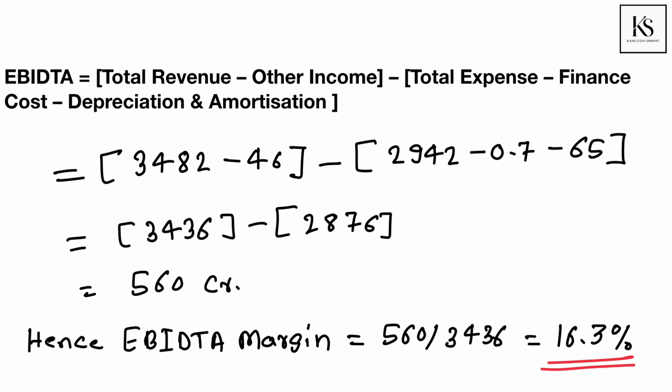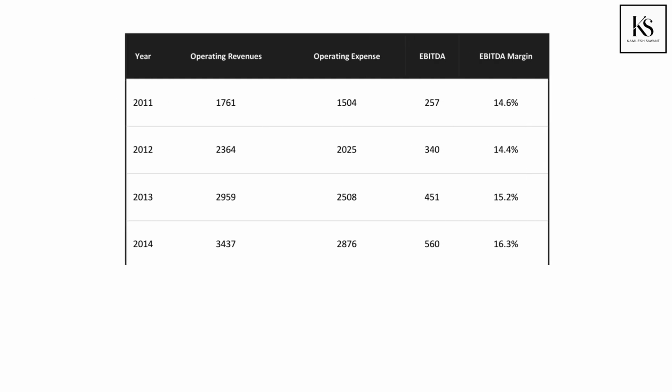A financial ratio on its own conveys very little information. To make sense of it, we should either see the trend or compare it with its peers. Going with this, a 16.3% EBITDA margin conveys very little information. To make some sense of EBITDA margin, let us look at Amar Raja's EBITDA margin trend for the last 4 years. It appears that ARBL has maintained its EBITDA at an average of 15%.